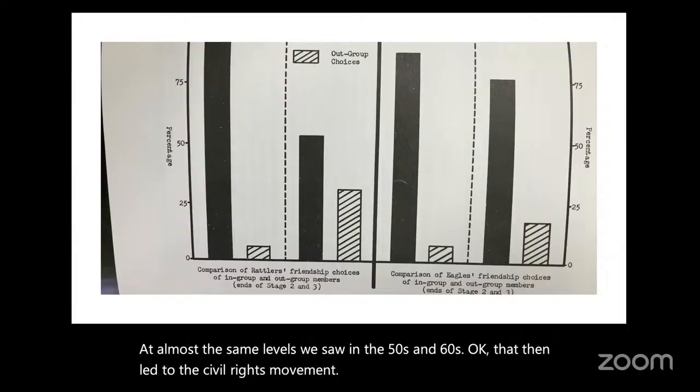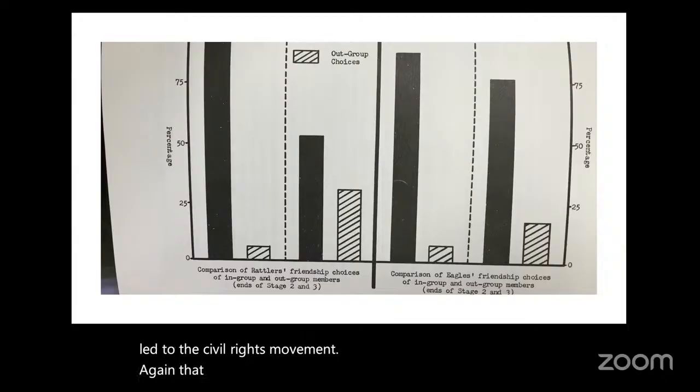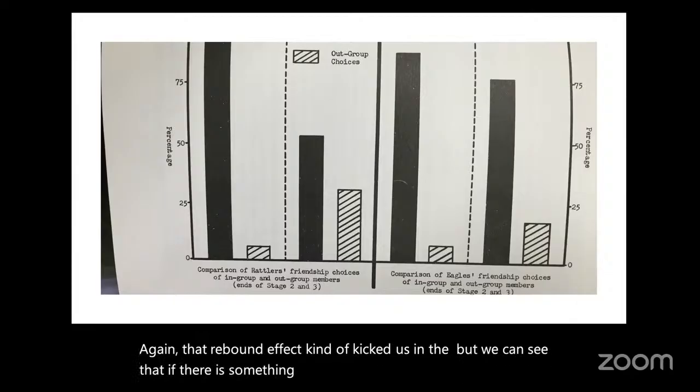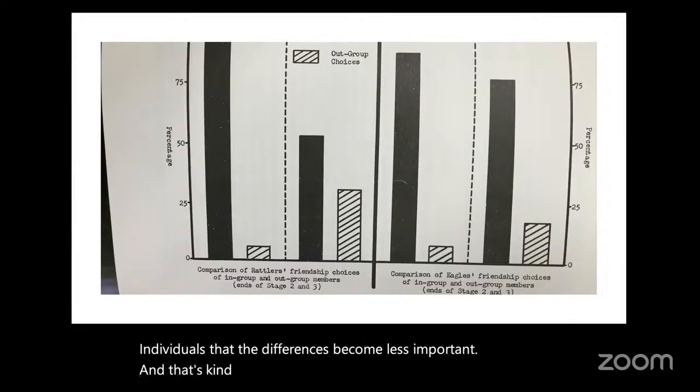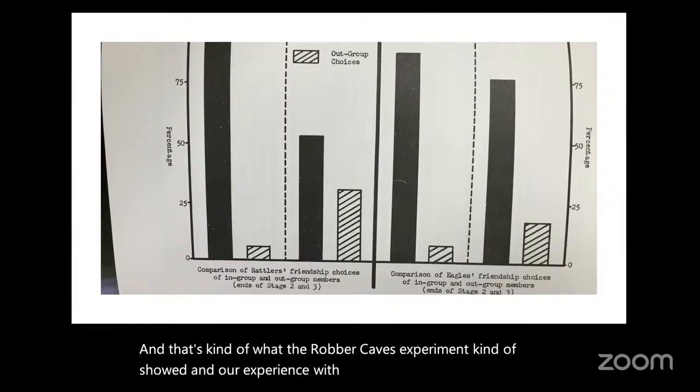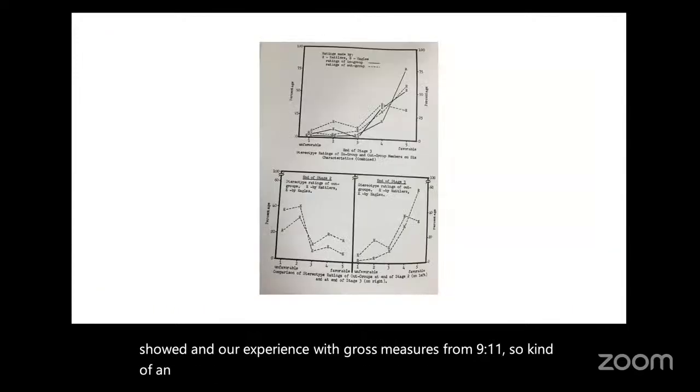So again, that rebound effect kind of kicked us in the butt, but we can see that if there is something that can unify individuals, the differences become less important. And that's kind of what the Robbers Cave experiment showed, and our experience with gross measures from 9/11. So, kind of an interesting thought to think about.